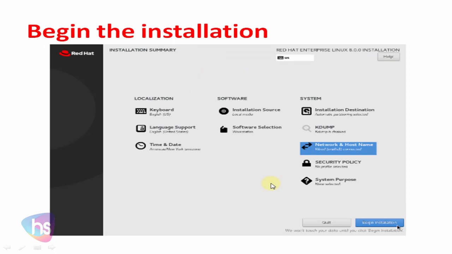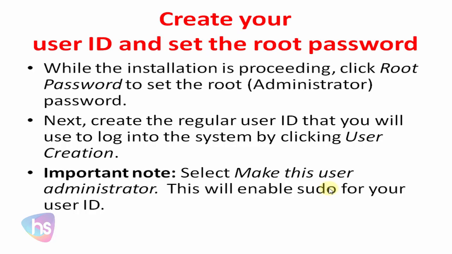Begin the installation. Once all the configuration of these icons showing here is completed, we'll go to the next step. On the right side, there is a button for Begin Installation. Click Begin Installation, and now it will ask you to create your user ID and set the root password. While the installation is proceeding, click Root Password to set the root administration password.